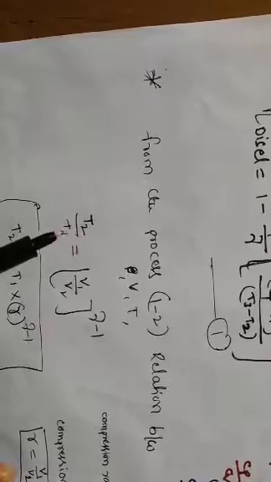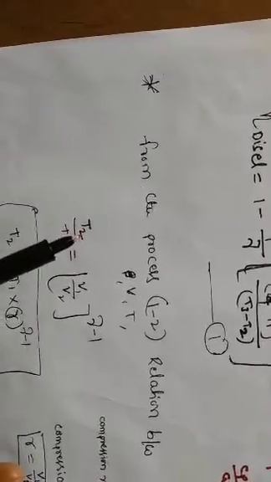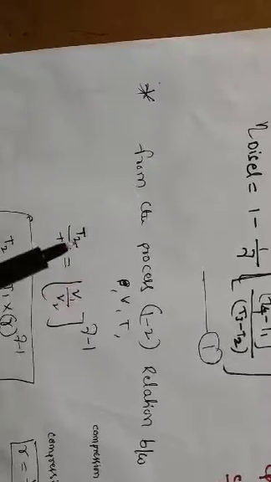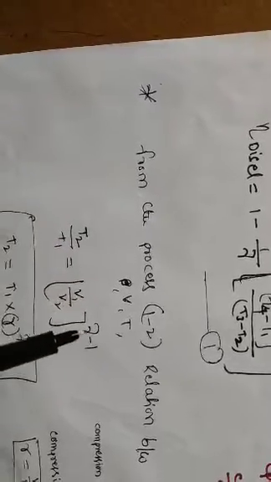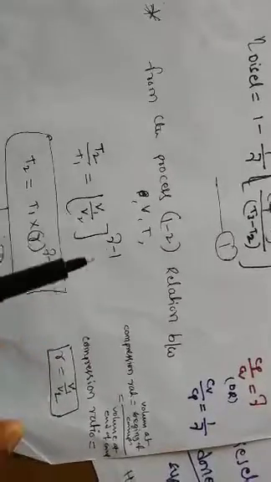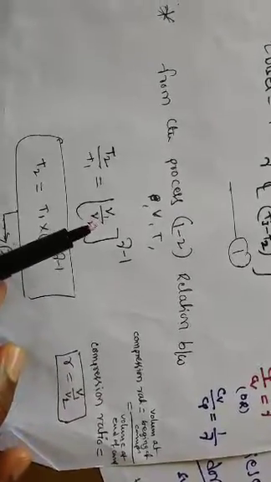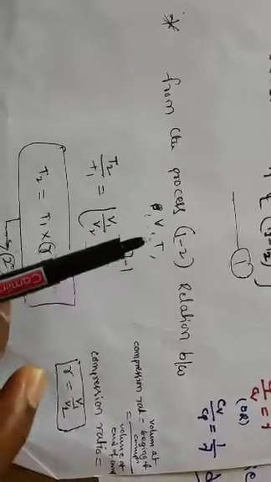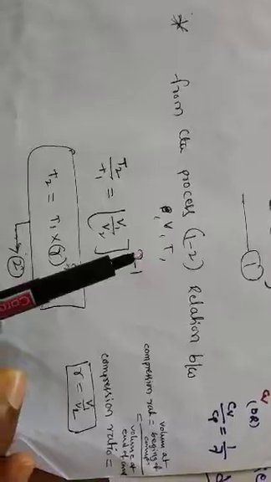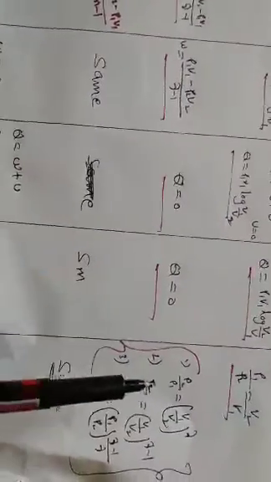So if it is T2 by T1, here 1 and here 2. So T2 by T1 means (V1 by V2) whole to the power of gamma minus 1. So already I have explained in the previous video the relationship between pressure, volume, temperature. This is very, very important. Once again, see, this relationship I have explained in the previous slide.